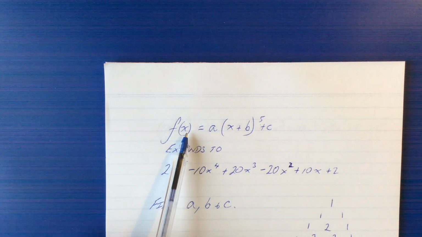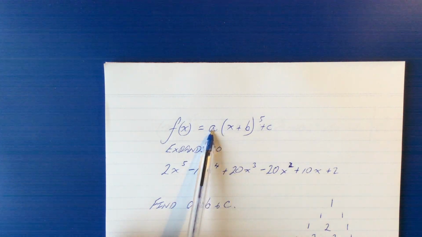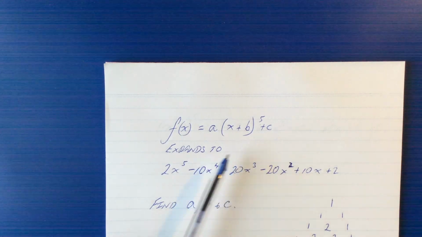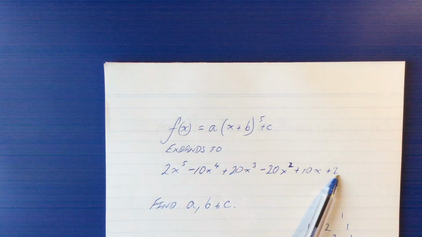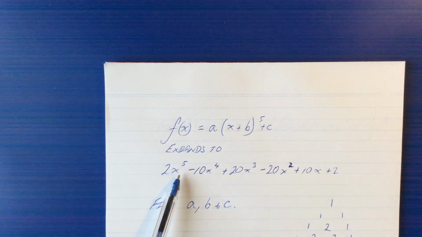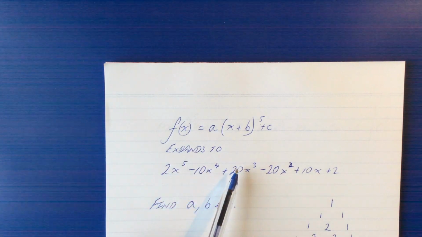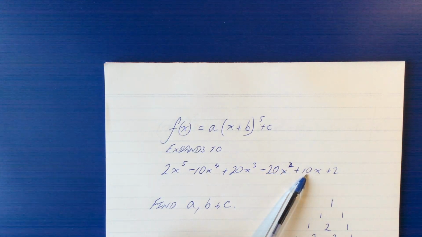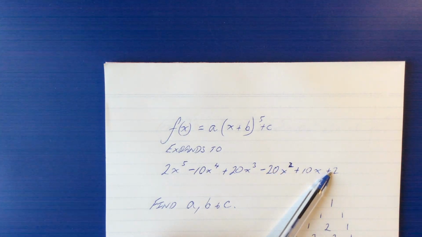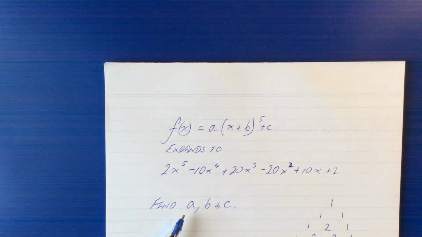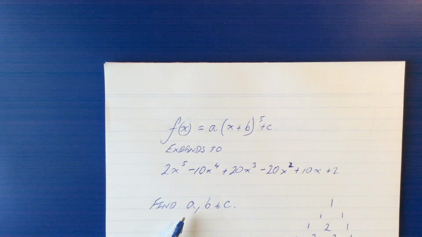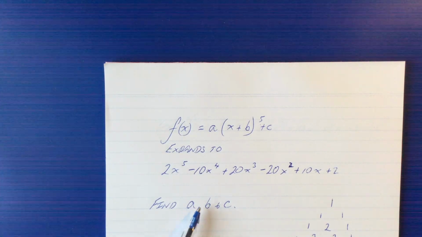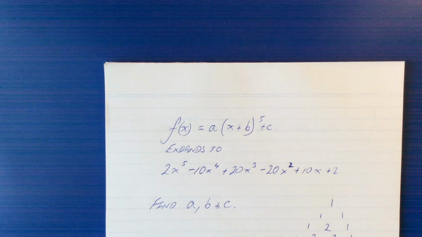So the function f(x) is a(x + b)^5 + c, and it expands to this: 2x^5 - 10x^4 + 20x^3 - 20x^2 + 10x + 2. And the question, as it was set, and this was a question given to a pupil of mine, was to find a, b, and c.